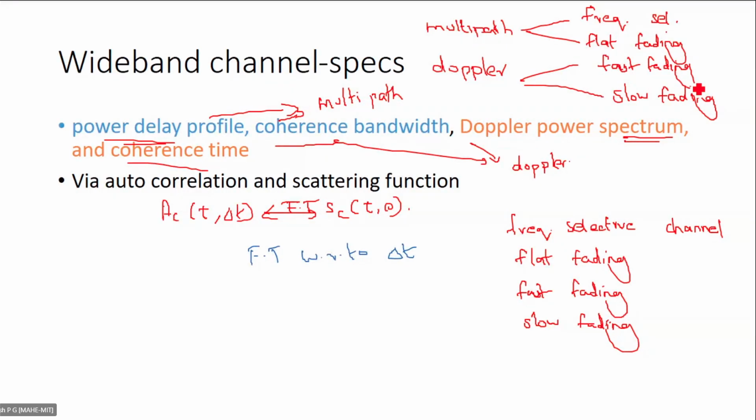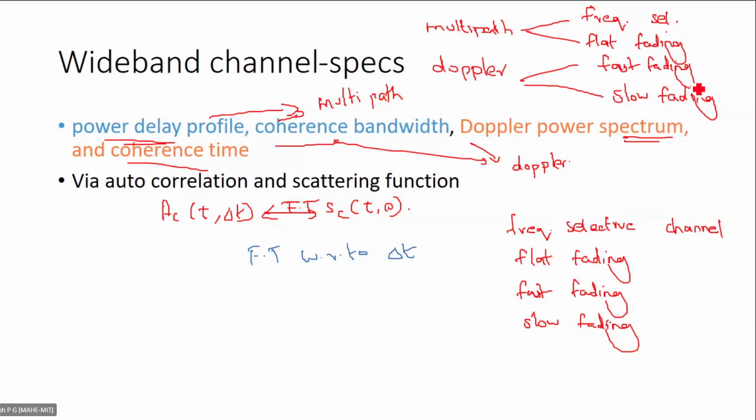Okay, so what I said is that the channel can be divided based on multipath. Similarly, channel can be divided based on Doppler. So there are some terms that are written here: power delay profile, coherence bandwidth, Doppler power spectrum, coherence time, etc. The first two terms, power delay profile and coherence bandwidth, are related to multipath. Similarly, the last two terms, Doppler power spectrum and coherence time, are related to Doppler effect.